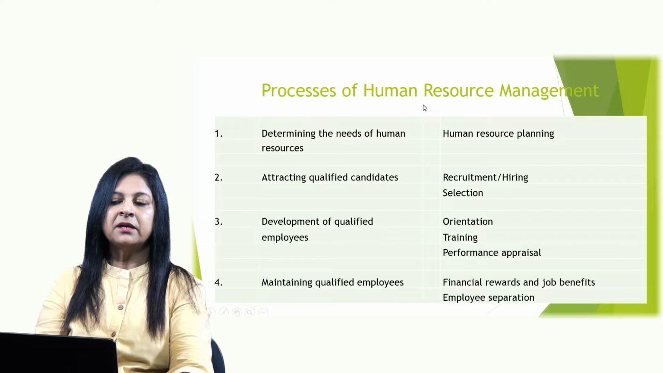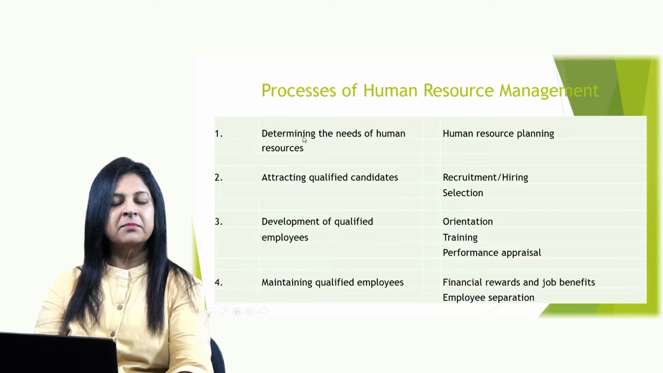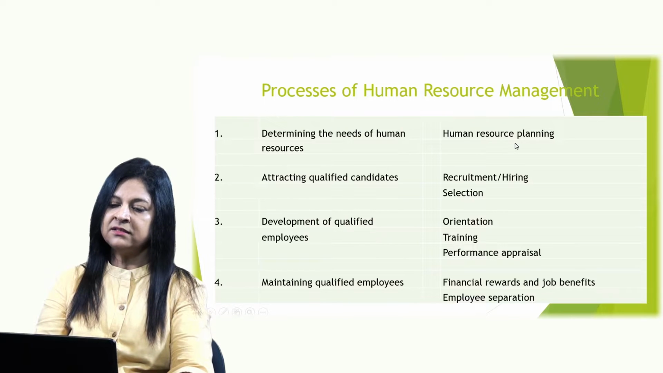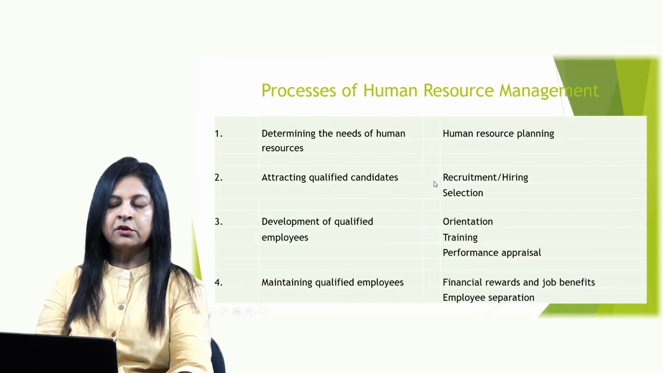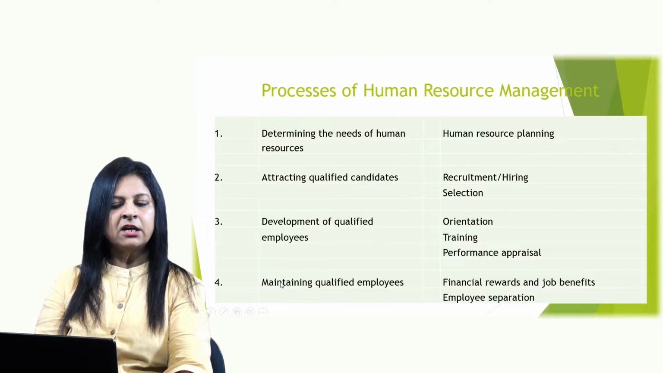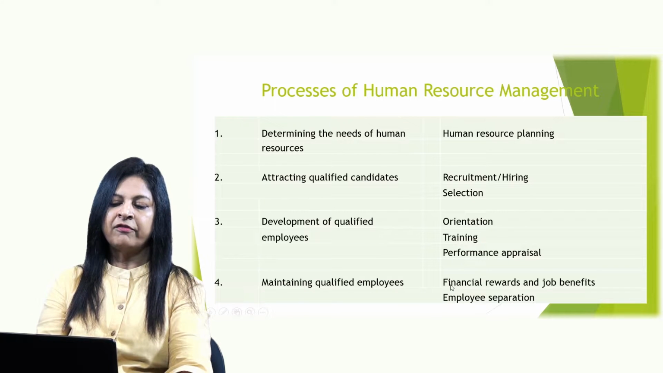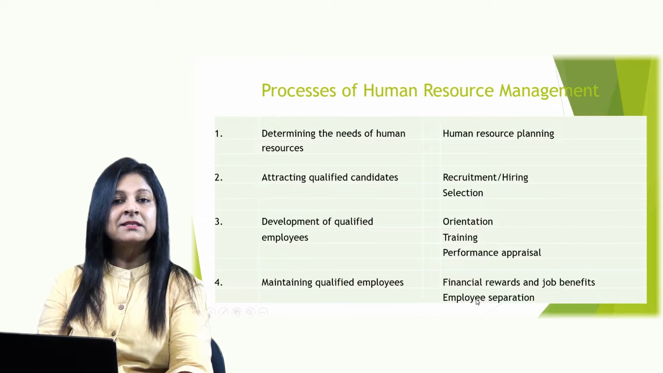Process of human resource management. Number 1, determine the needs of human resources, human resource planning. Number 2, attracting qualified candidates, recruitment or hiring, selection. Development of qualified employees: orientation, training, performance appraisal. Maintaining qualified employees: financial rewards and job benefits, employee separation.